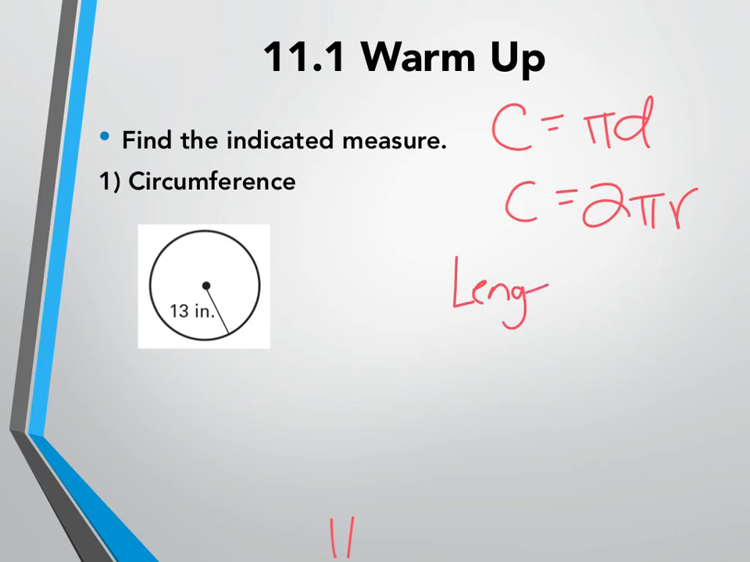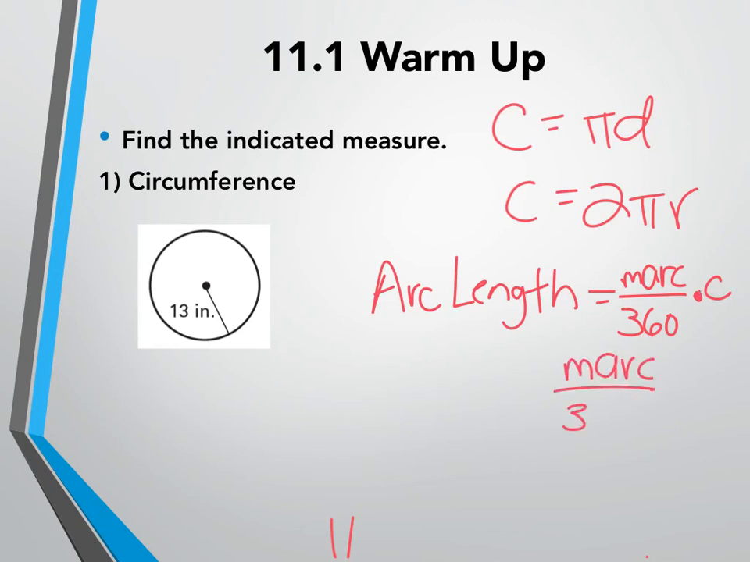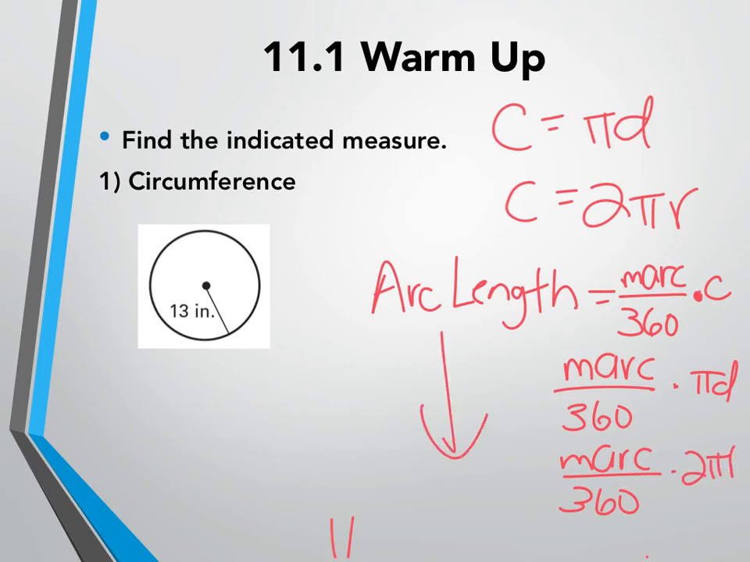So the length of an arc equals the measure of the arc over 360 times circumference, or the measure of the arc over 360 times pi d, or the measure of the arc over 360 times 2 pi r, because those are all interchangeable.